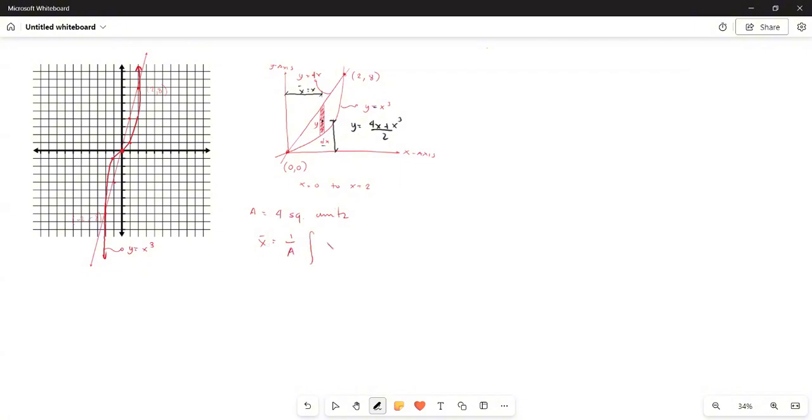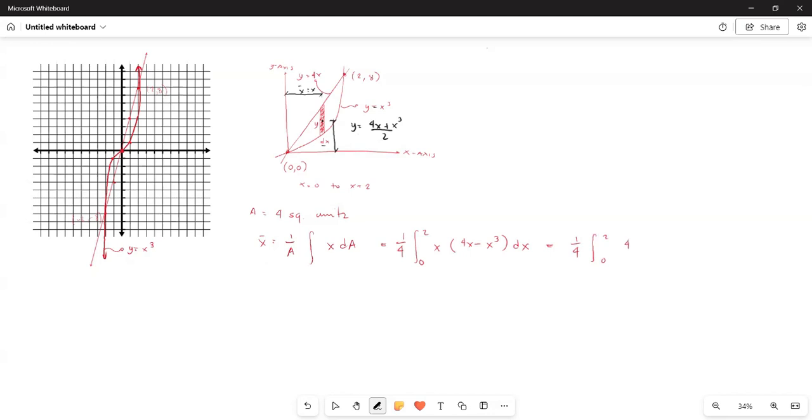Integral of x dA, wherein our dA is what we used earlier. So our a is 4, integral of, with limits 0 to 2. Our x is just x. And then our dA is y upper, 4x, minus y lower, x cubed, dx. Let's simplify our integral.